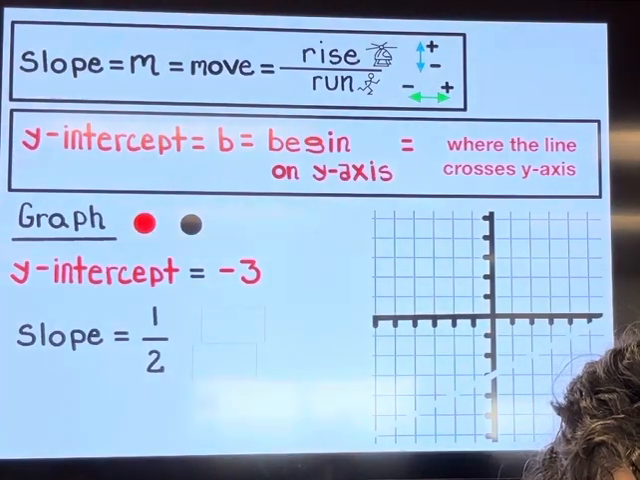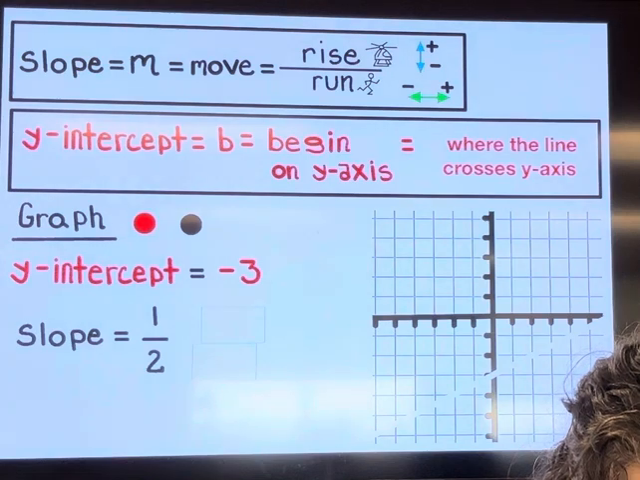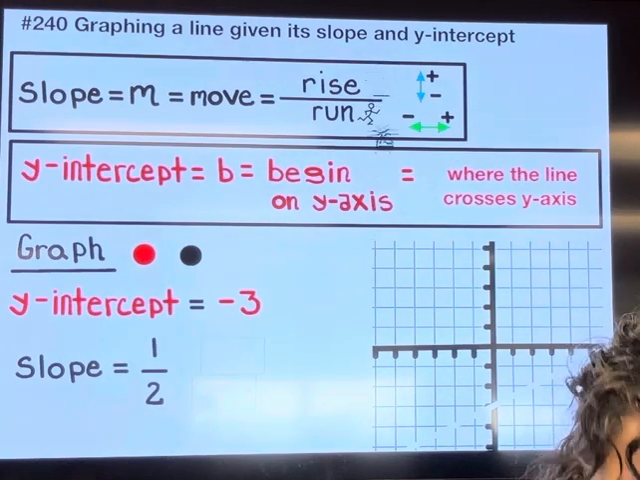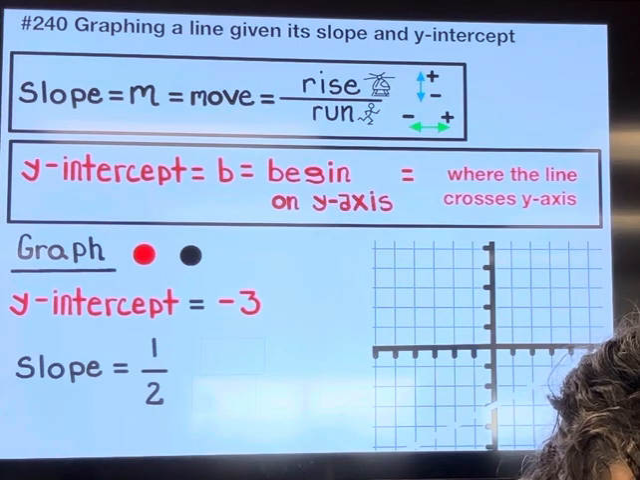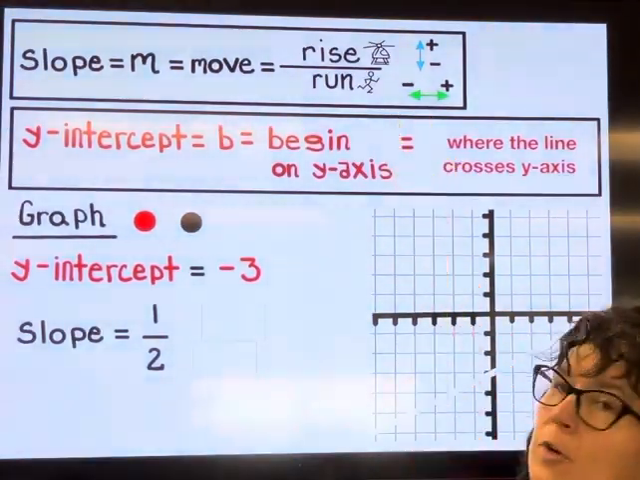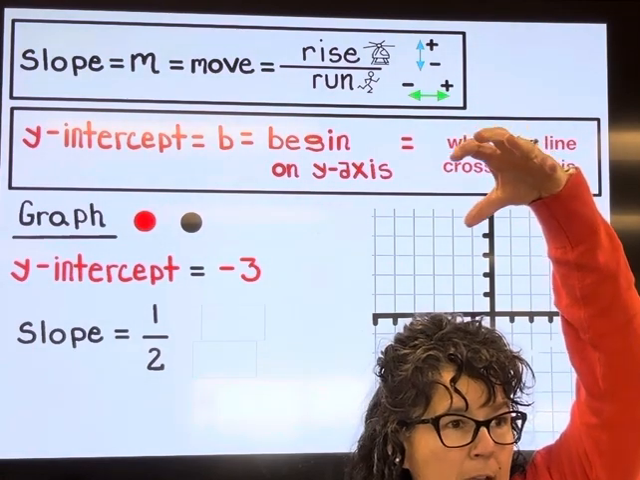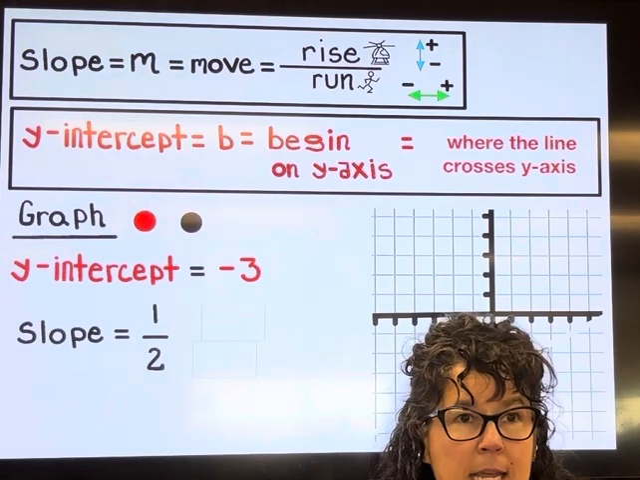But when you think about rise, I want you to think more about a helicopter, because a helicopter can go up and down. So if you have a positive number for rise, it means you're going up. And if you have a negative number for rise, it means you're going down.